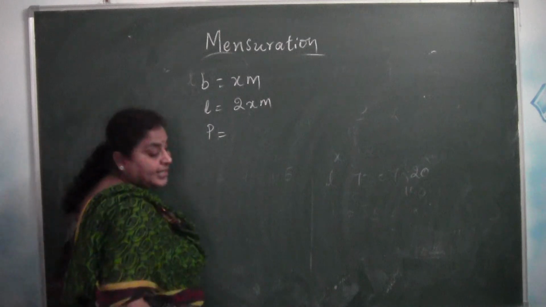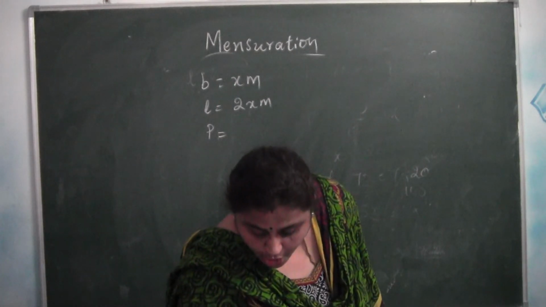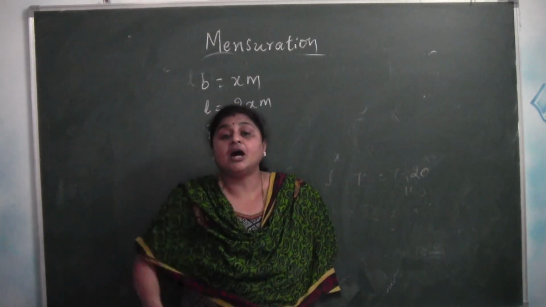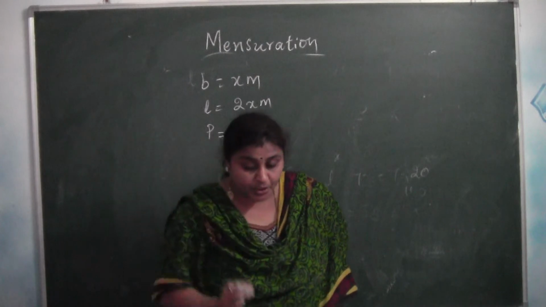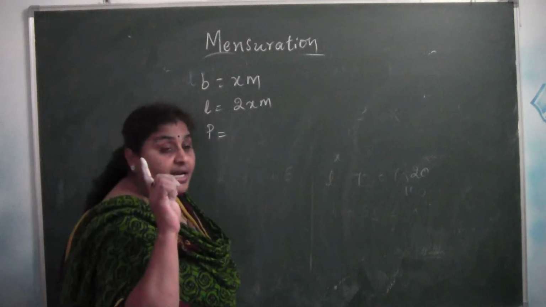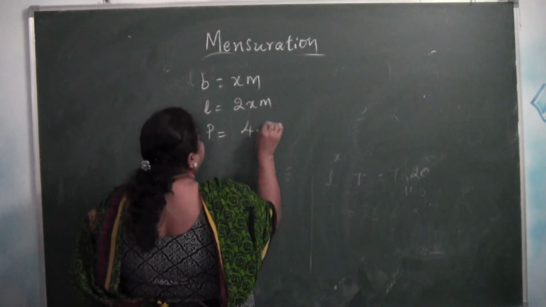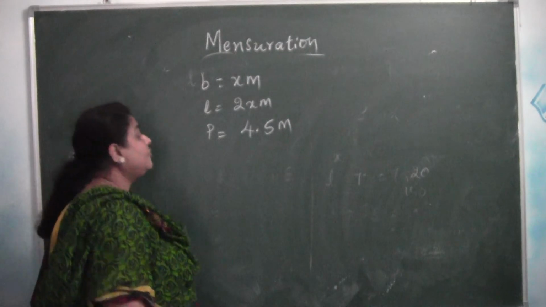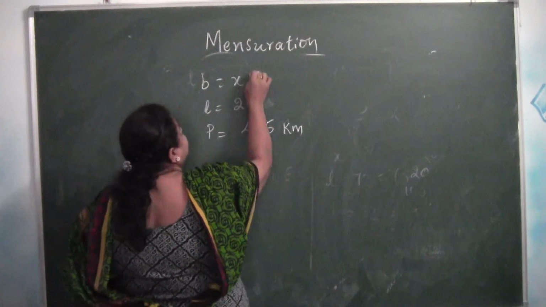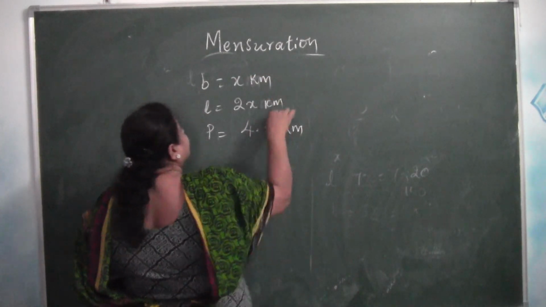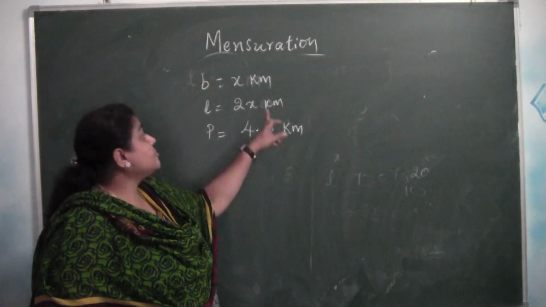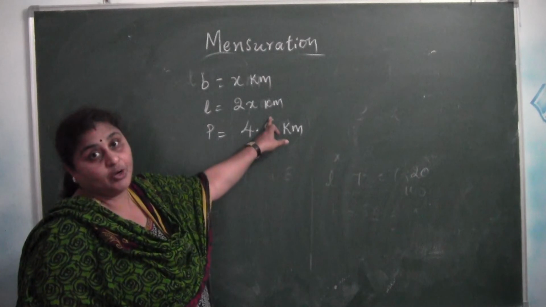And what is the perimeter they gave? The girl jogged around it 4 times, so she has jogged around the boundaries. How many times? 4 times. So let us put that 4 times aside. And how much distance did she cover? 4.5 kilometers. It means the perimeter given is 4.5 kilometers. I am taking x kilometers and 2x kilometers, because the total length they gave is 4.5 kilometers.